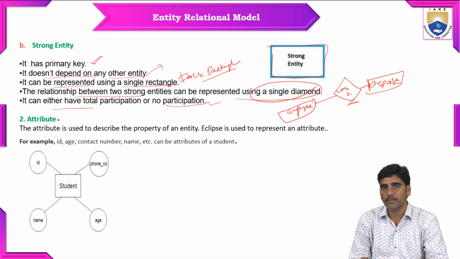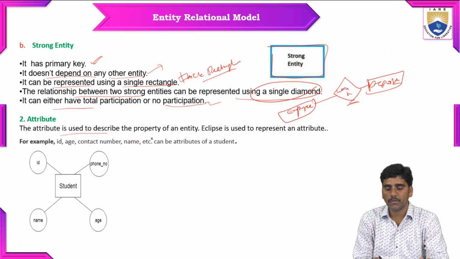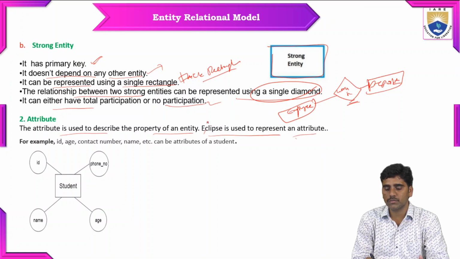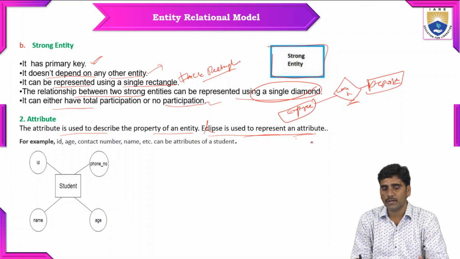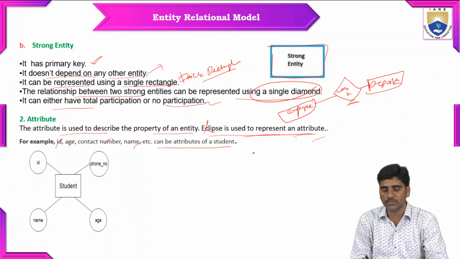And the second one, attribute. The attribute is used to describe the property of an entity. An ellipse symbol is used to represent an attribute. For example, here ID, age, contact number, name, etc. can be the attributes of a student.